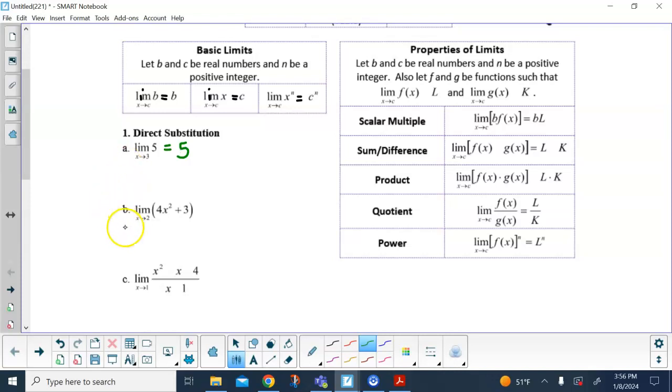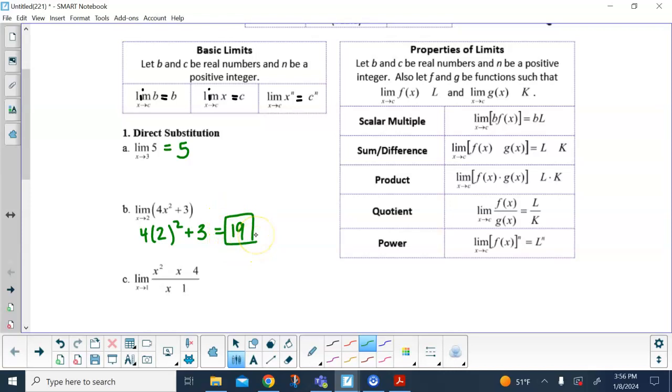In letter B there, the limit as x approaches 2 of 4x squared plus 3. So this appears to be a nice function. So we're going to attempt to use direct substitution. So to use direct substitution, it's what it sounds like. You replace the x with whatever you want x to approach, okay? In this case, it is 2, so then you would do 4 times 2 squared, and then add 3, and so that limit value would equal 19, okay?